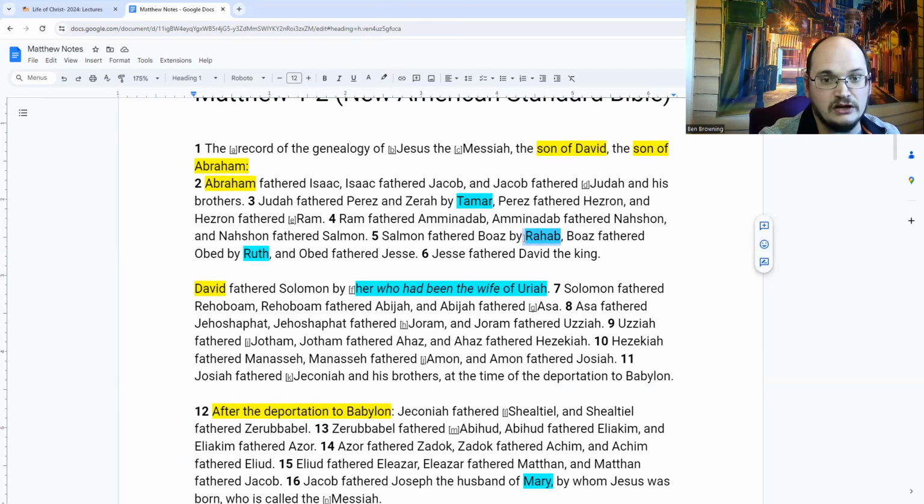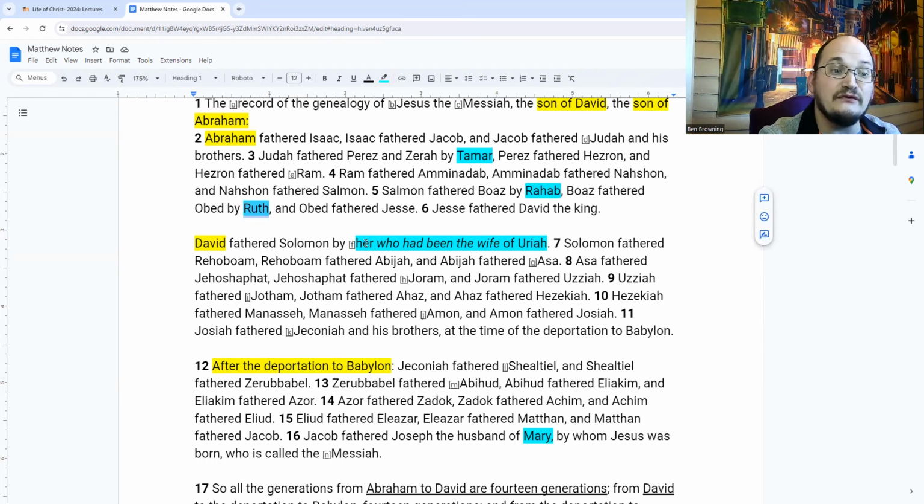We know that Rahab was non-Jewish. She was a Canaanite. Ruth was a Moabite, also non-Jewish. And the very fact that Bathsheba was married to Uriah the Hittite, which is actually emphasized here, the fact that she's married to Uriah is emphasized in the way this is worded, also emphasizes her non-Jewishness. The fact that she's married to a Hittite probably means that she was not Jewish. And at the very least, the fact that Uriah is mentioned rather than Bathsheba directly points to her connection to the Hittites, not to the Jews.